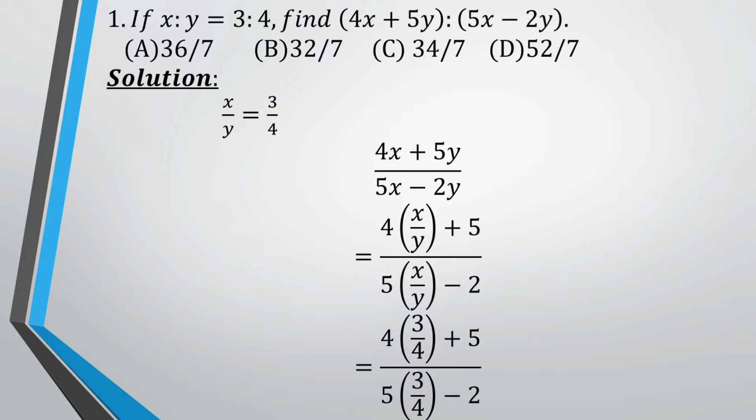So on solving this, we get 3 plus 5 by 15 minus 8 by 4. So we get 8 by 7 by 4. So by taking the 4 into the numerator, we get 8 fours 32 by 7. So the answer will be 32 by 7.